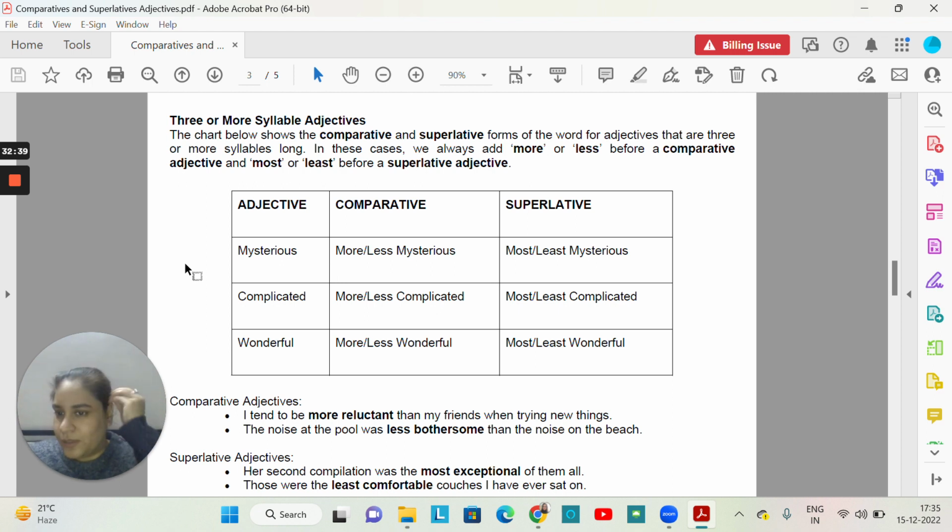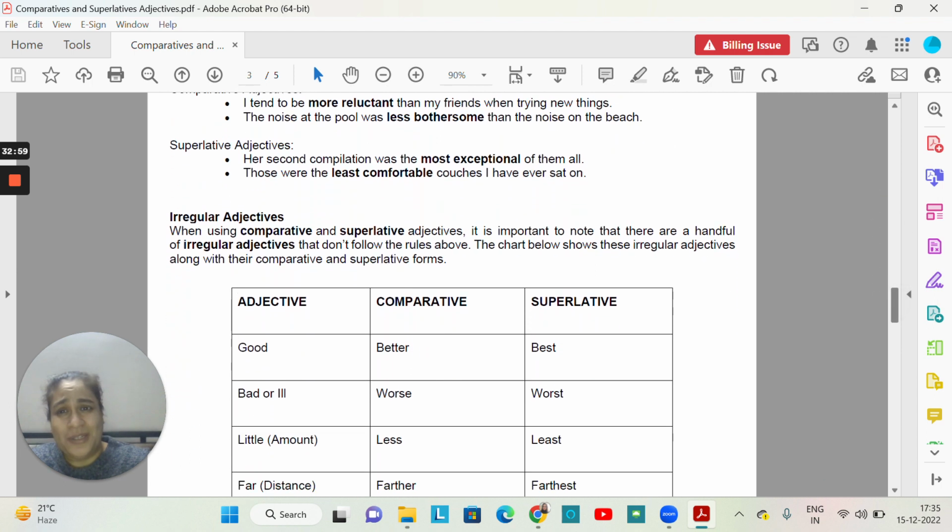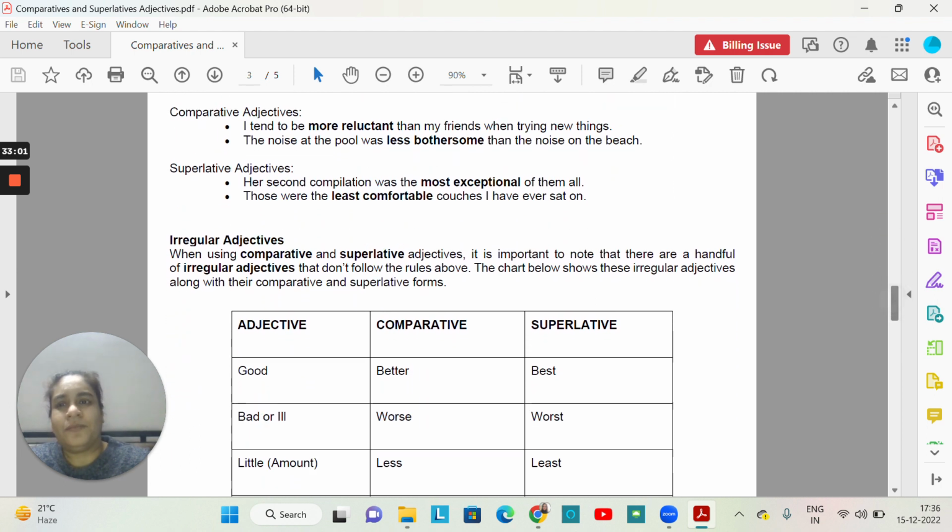Fine, same rule. Now let's again break up the word wonderful. Wonderful, 3 syllables. That's it. I have a 3 syllable adjective. The rule is the same. More wonderful, less wonderful, most wonderful, least wonderful. That's it. Okay? Not very difficult with 3 syllables. The only thing you need to remember is, if you hear a big word, right? Wonderful, complicated, mysterious, or independent.